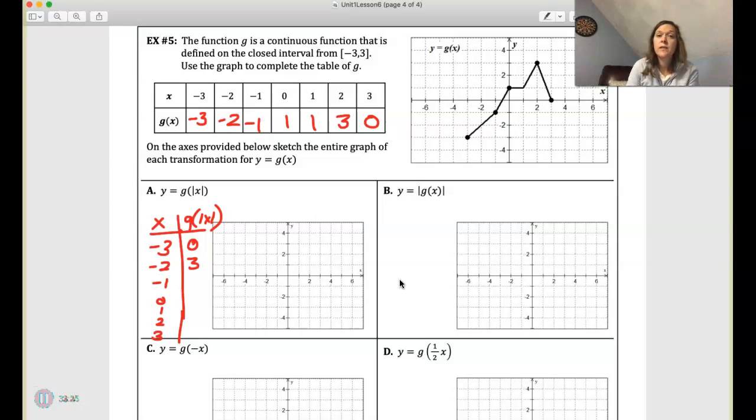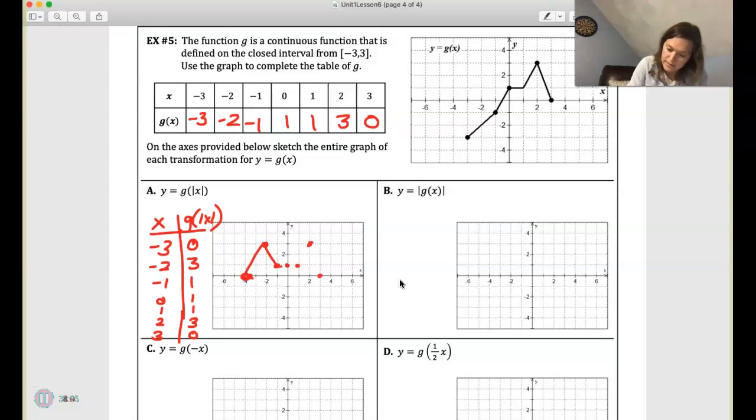Do the same thing with -1. Absolute value of -1 is 1. Output at 1 is 1. Absolute value of 0 is 0. Output is 1. Absolute value of 1 is 1. Output is 1. Absolute value of 2 is 2. Output is 3. Absolute value of 3 is 3. Output is 0. So now we can graph that, and we get -3, 0, -2, 3, -1, 1, 0, 1, 1, 1, 2, 3, 3, 0.